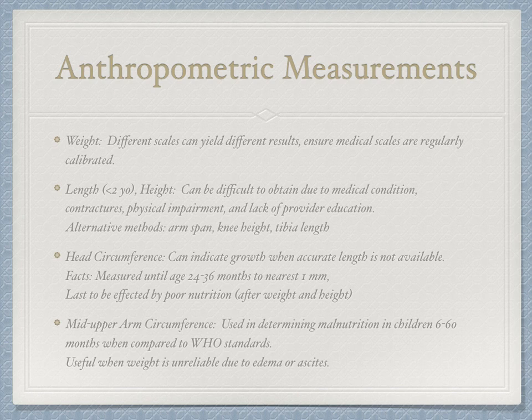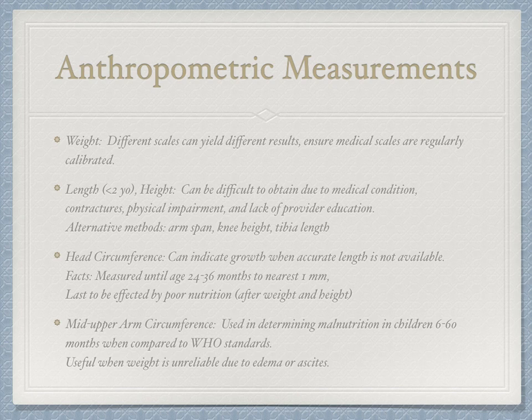The next anthropometric measurement is head circumference, and this can indicate growth when an accurate length is not available. It is used on infants and toddlers up until the age of 24 to 36 months and taken to the nearest 1 millimeter. The nice thing about this is that it is the last thing affected by poor nutrition.